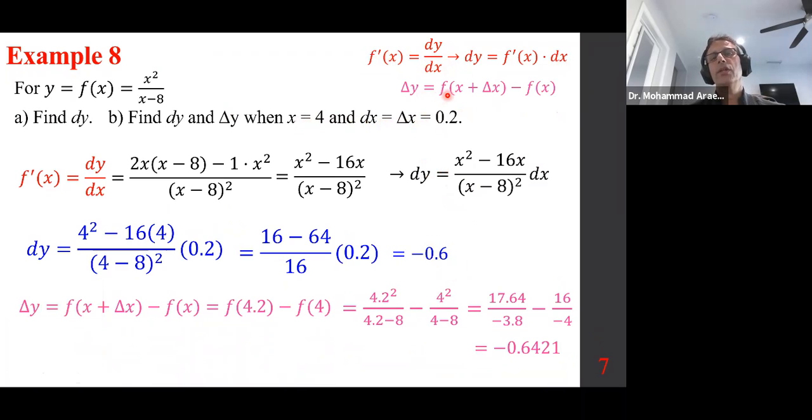Delta y by definition is f of x plus delta x minus f of x, which means f of 4 plus 0.2, f of 4.2 minus f of 4. And as you notice, when we finish the job, the two numbers are fairly close. The reason being, because delta x compared to x is small. That's the idea.